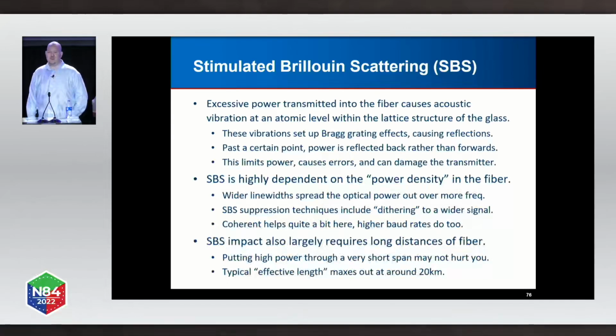So if you do something that's really bad that would cause SBS, but you do it over a 1 meter patch cable, it actually doesn't matter. But you put it over a 20 kilometer span and it matters. And it starts to fall off and it really maxes out at 20 kilometers.